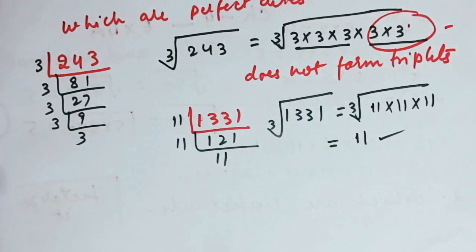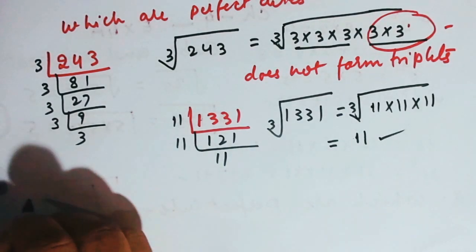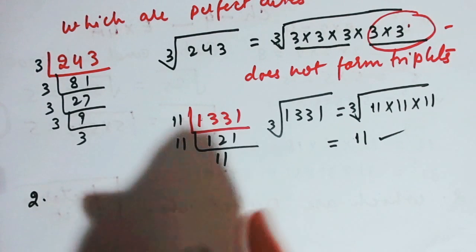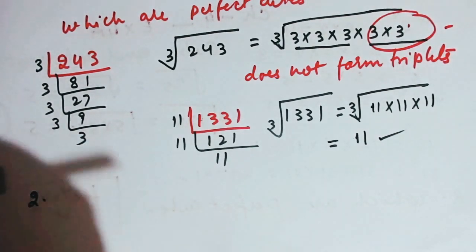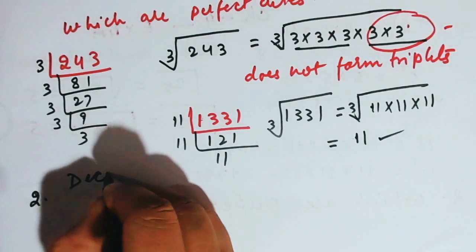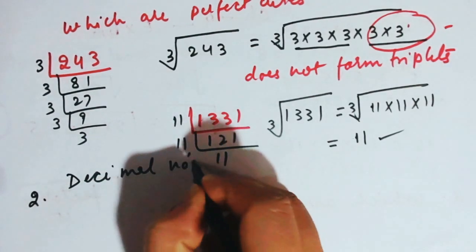Now the remaining you will do by yourself. Then in number 2, they are asking us to find the cube of a number. Again, in the previous sum also they had given us the same thing, find the cube of a number. What is the speciality over here? Here they have given you decimal numbers.